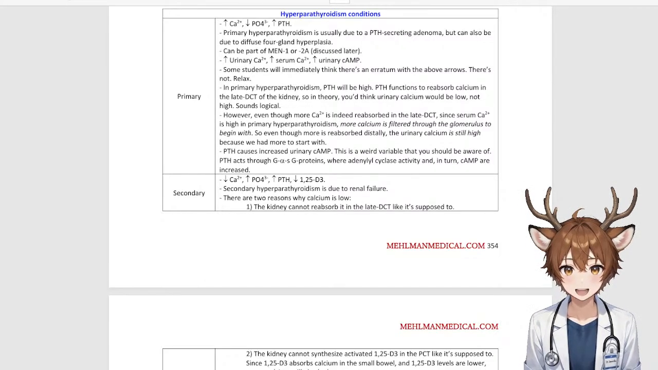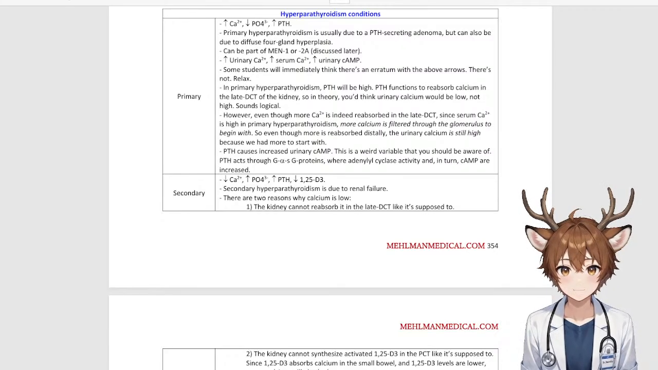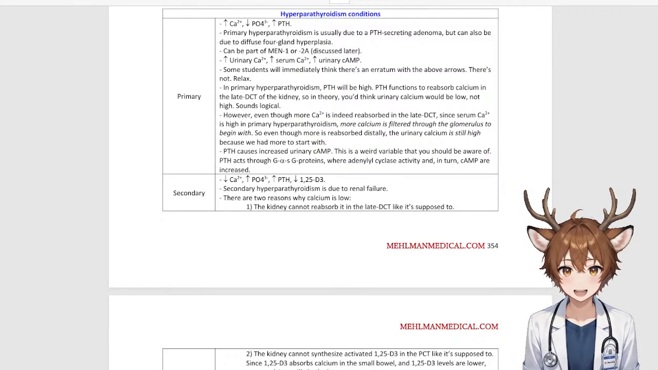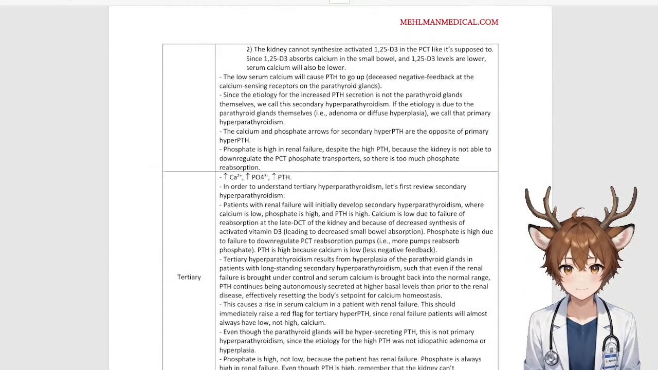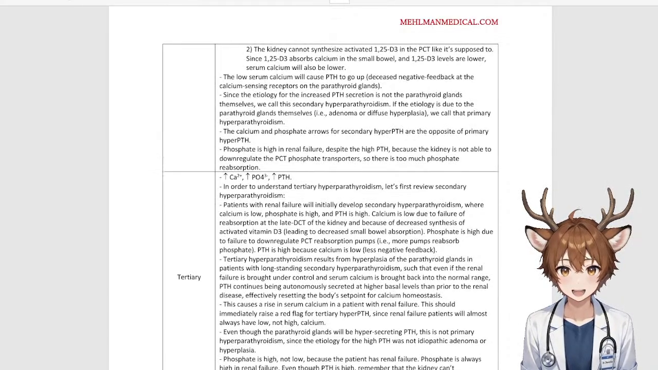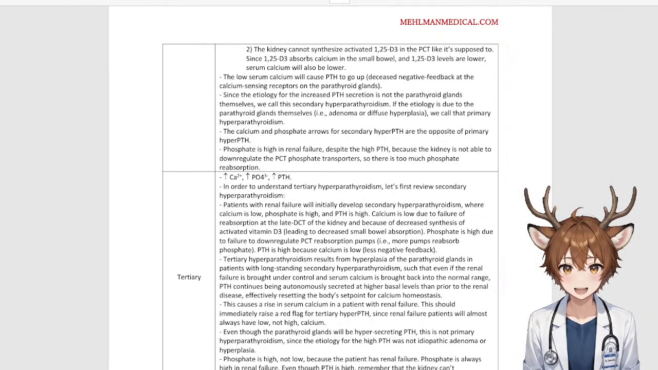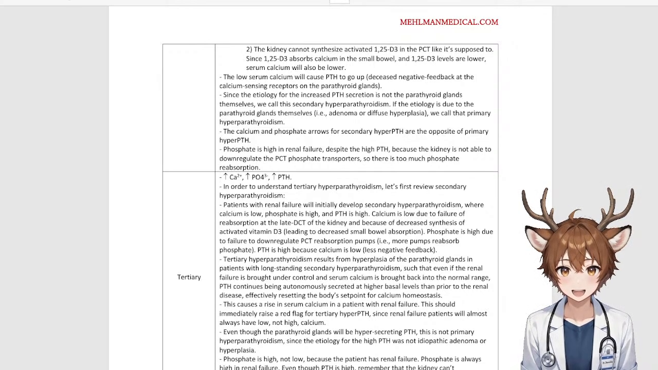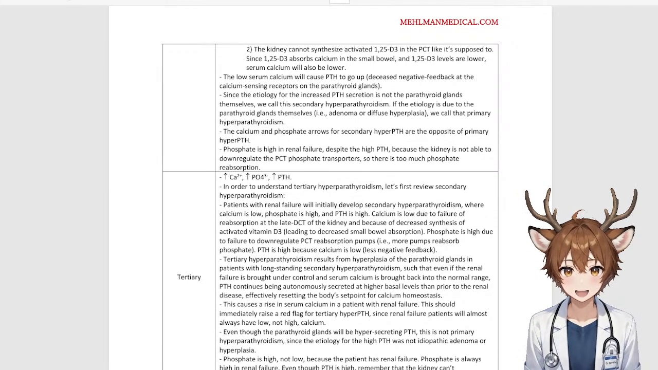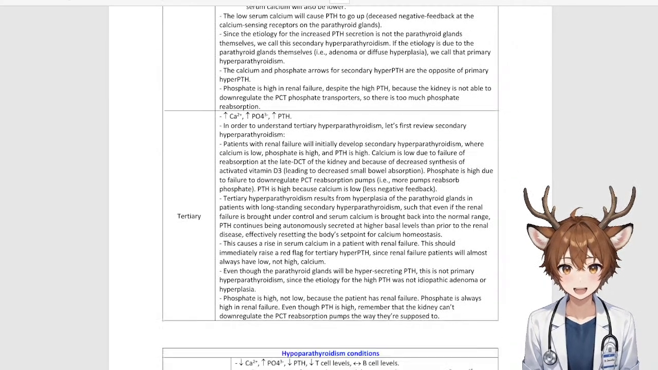Why is that? Because we're talking about something that's downstream of what? Renal failure, okay? Tertiary, calcium is high and phosphate is high at the same time, which is not true for either of the previous types, where one is low and the other one's high. But PTH is also high, which is again expected because it's called hyperparathyroidism.